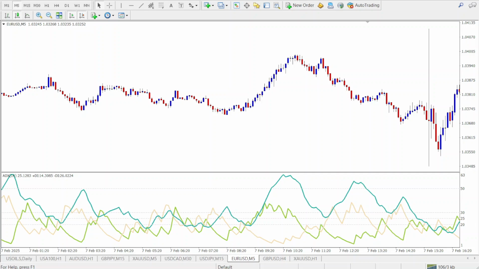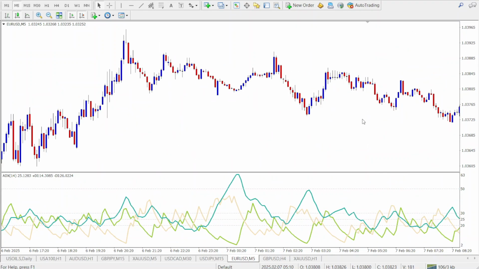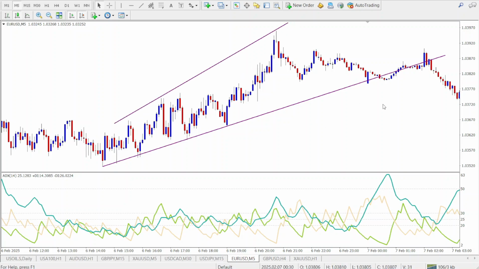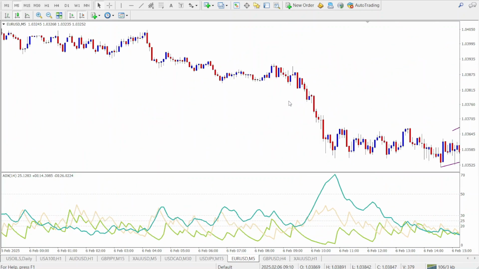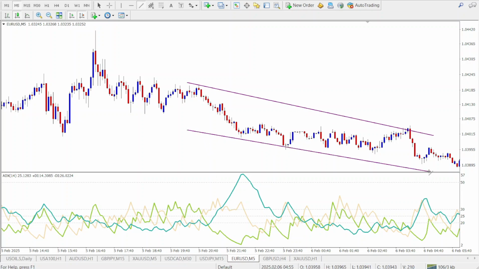First of all, we need to find the market that is trending. It is very necessary. Now we have a trending situation here. A higher high, higher low structure confirms an uptrend, while a lower high and a lower low structure confirms a downtrend.